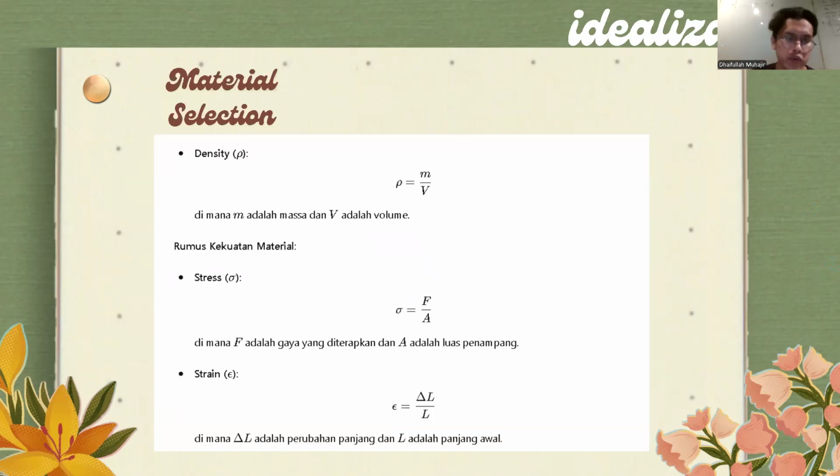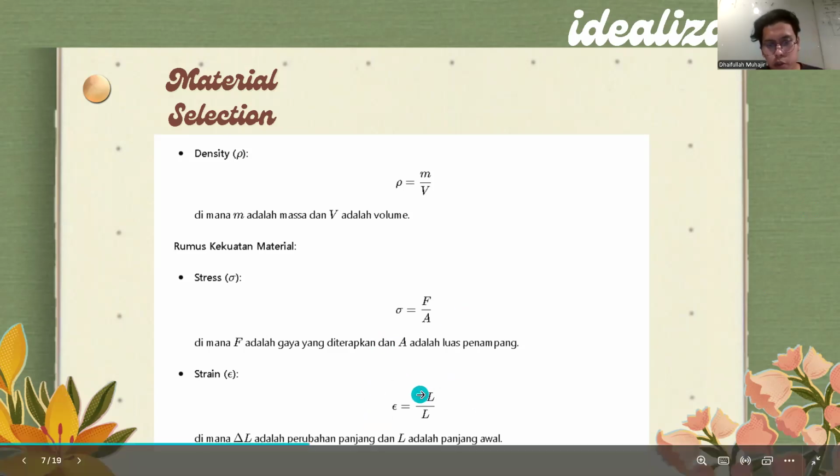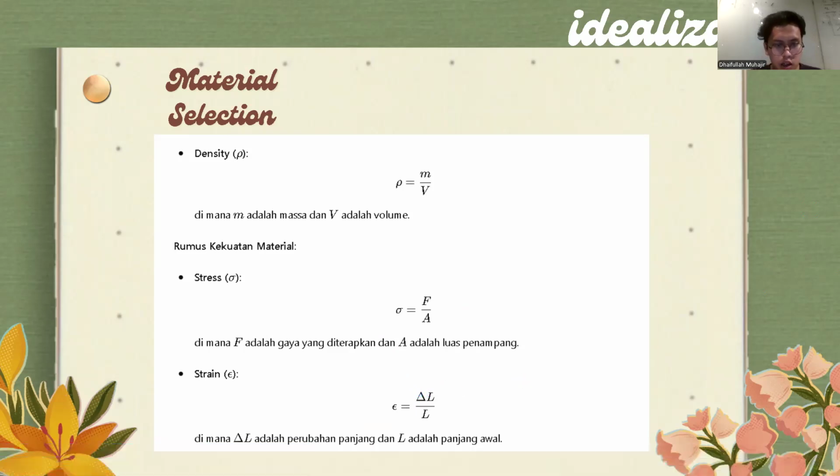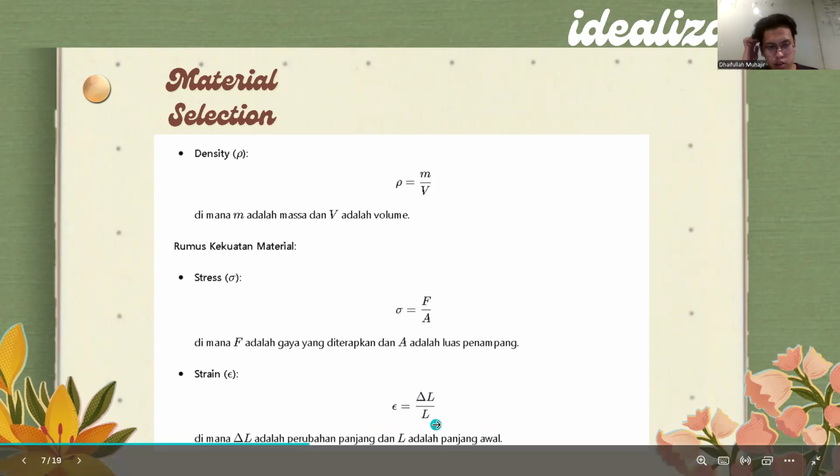In material selection, we have three common formulas. Density, or rho, is mass divided by volume. Then stress, which is the strength of material, is force divided by area. And the third commonly used formula is strain, which is delta L divided by L.